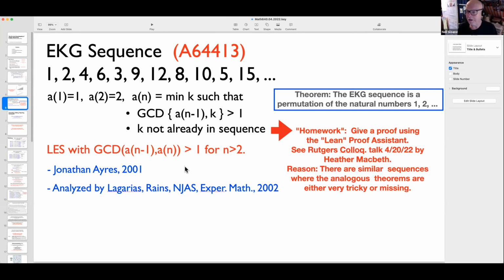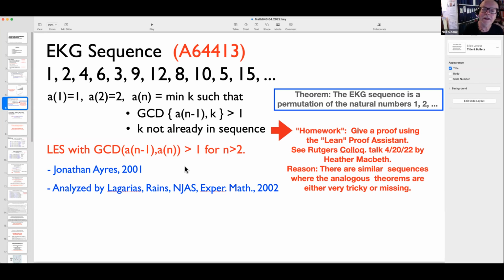There was a colloquium talk at Rutgers last week by Heather Macbeth, who was talking about using proof assistants in teaching mathematics. And I would like to propose as a homework project, in quotes, to someone, it would be nice to have a proof that the EKG sequence is a permutation of the natural numbers. This is one of the things we proved in our paper. It's not that hard to do. You can do it in your head. It's a few steps. It's a little bit tricky. There are maybe 6 or 7 or 8 steps you need to prove this. You don't have to do any integration, but you need to follow a logical proof.